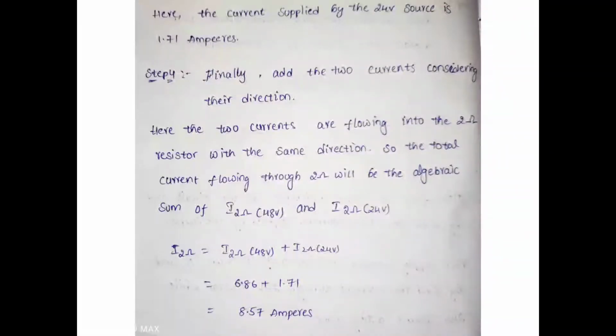Step 4. Finally, add the two currents considering their direction. Here the two currents are flowing into the 2 ohm resistor in the same direction. So the total current flowing through the 2 ohm resistor will be the algebraic sum of the currents through the 2 ohm resistor due to the 24 volt and 48 volt sources. Current through the 2 ohm resistor equals the 48 volt source current plus the 24 volt source current, 6.86 plus 1.71. Total current equals 8.57 amperes.